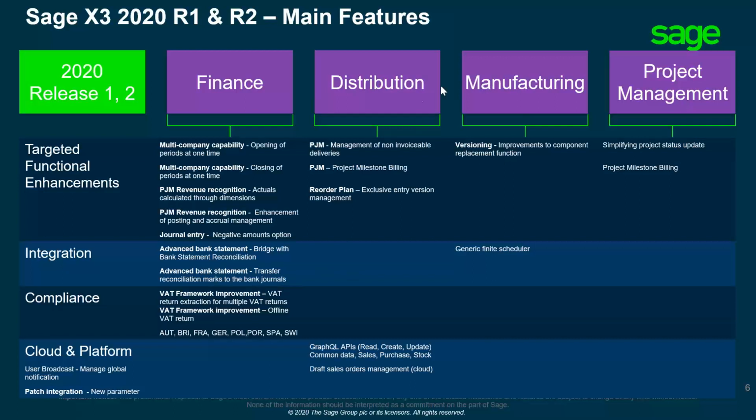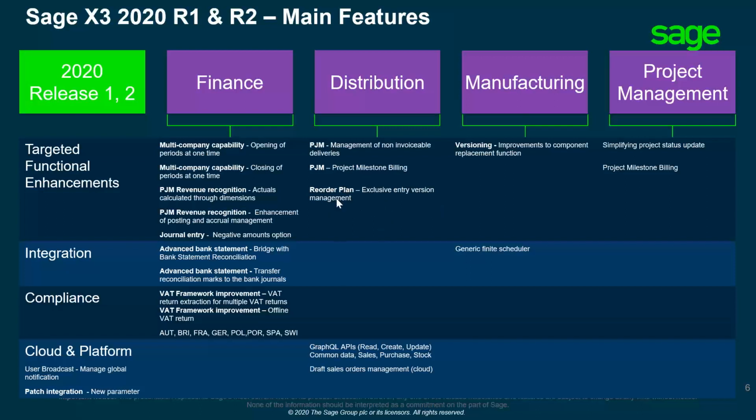For the distribution and project management together, we have also delivered a new feature, which is management of non-invoiceable deliveries for project management, and also project milestone billing. So project milestone billing is sitting between distribution and project management areas. And for another area, which is the version management in X3, is also between the distribution and manufacturing.